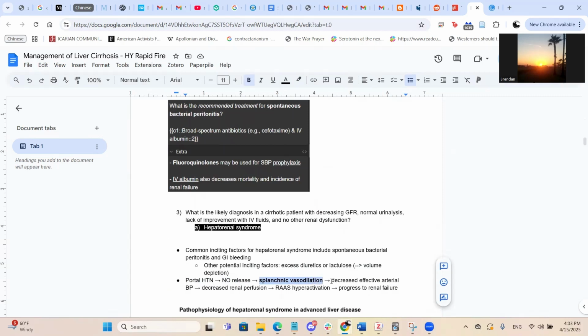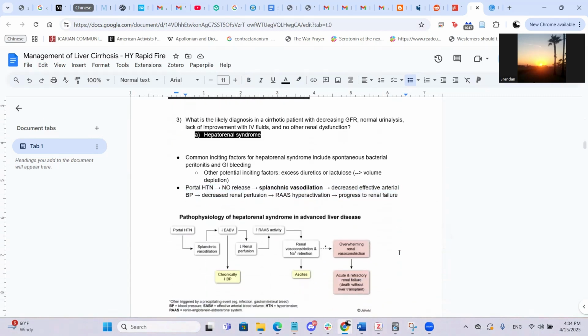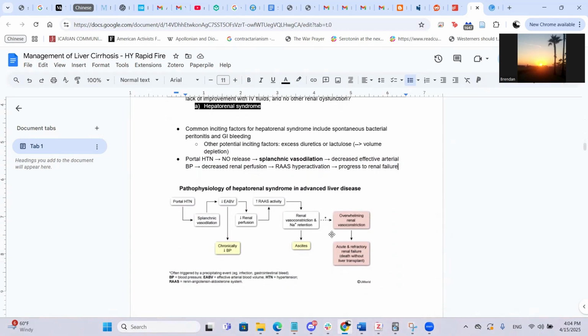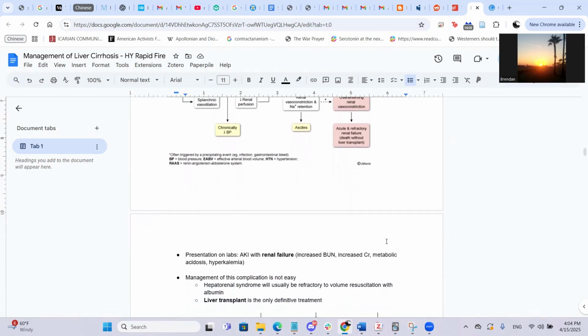So this causes a reduction in the effective arterial blood pressure, which leads to decreased renal perfusion, which then stimulates hyperactivation of RAS. But that only is sustained for so long, and eventually this is going to progress to renal failure. So this is kind of one of the parts that took me a while to fully understand. So take your time with this. This is a figure that might be more helpful. You can pause the video if you want to take a quicker look at it or take a screenshot.